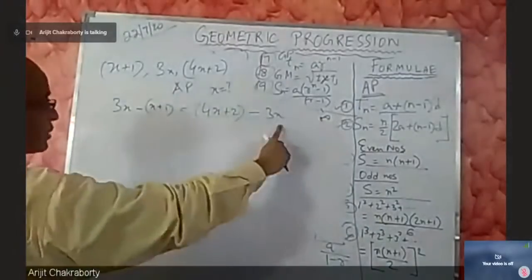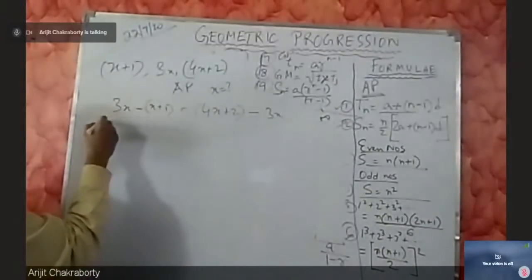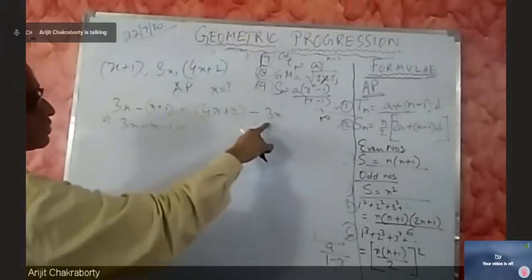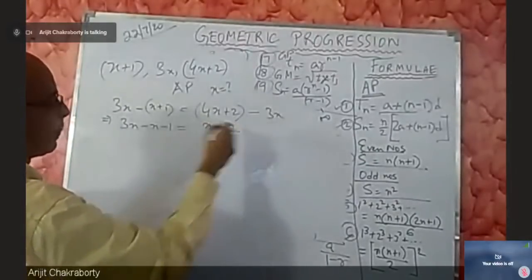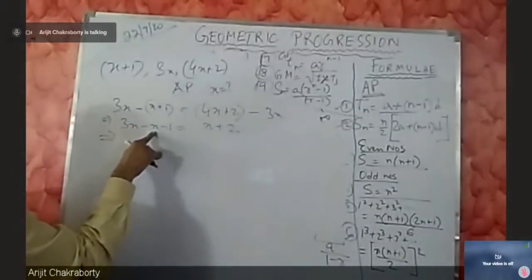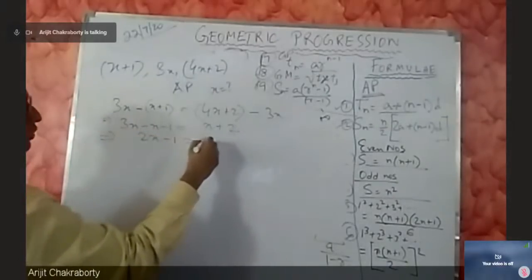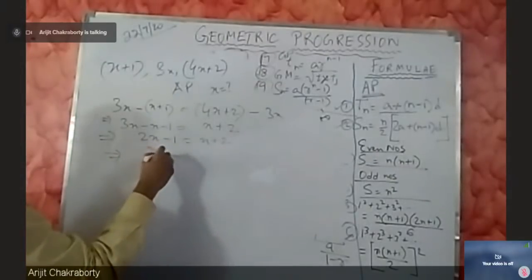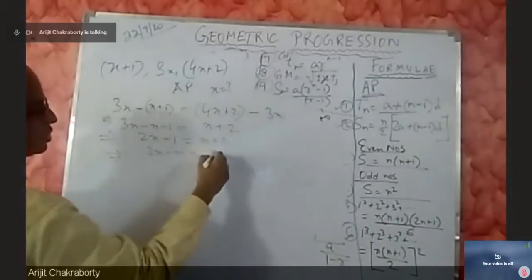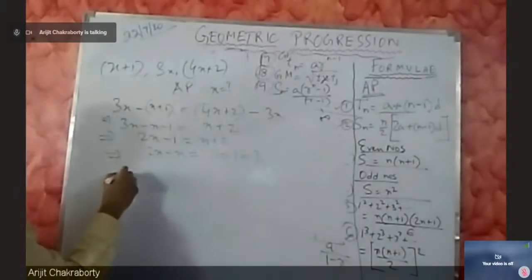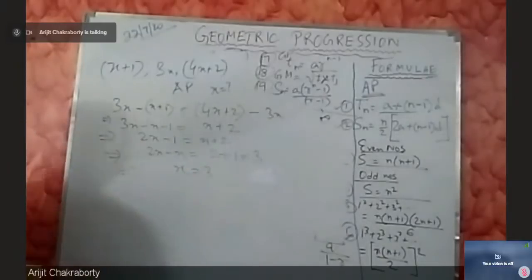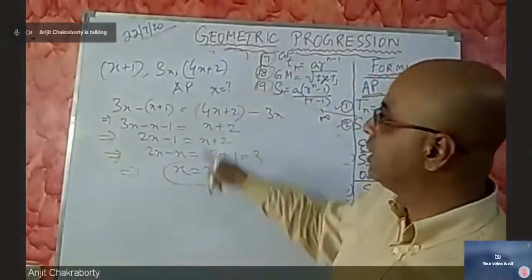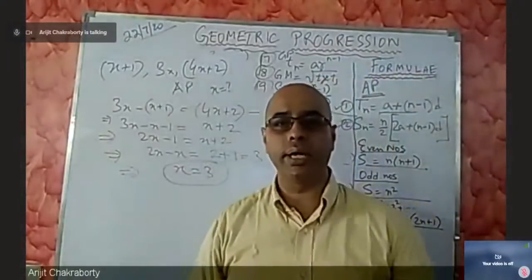So, we get a linear equation. Let's see what we can do. So, 3x minus x minus 1 is equal to 4x minus 3x, that is x plus 2. So, here we have 3x minus x is 2x minus 1 equal to x plus 2. That is 2x minus x is equal to 2 plus 1, that is 3. That is x is equal to 3. So, we have got x equal to 3. This is the answer. For x equal to 3, these three expressions will be in an AP.